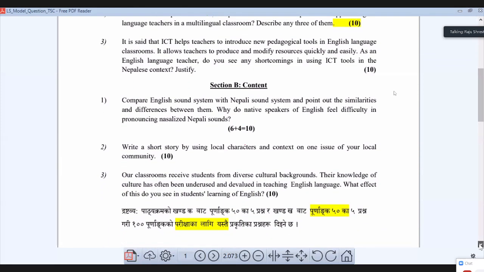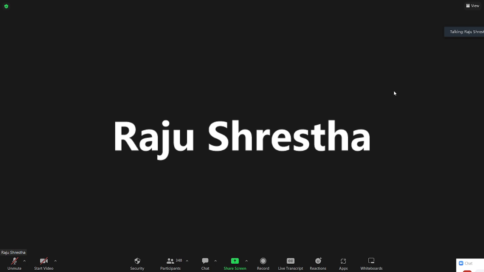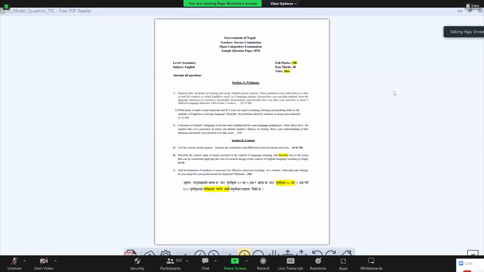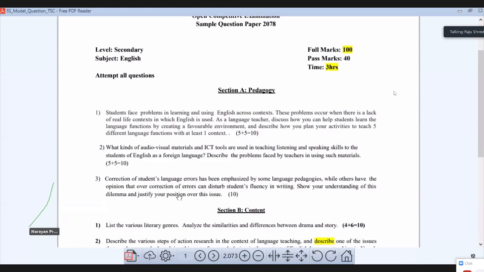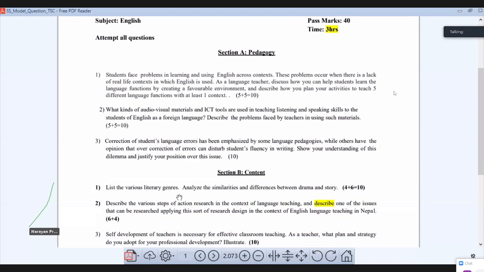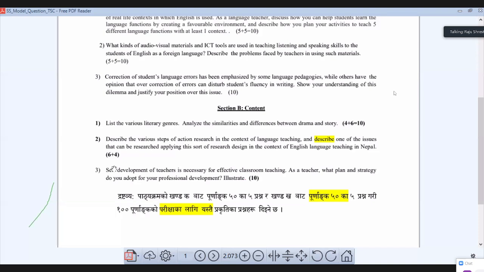So this is it, and support can also be taken from the secondary level questions that match our content, like question number 2. Question numbers 2 and 3 can be useful. On content knowledge, describe the various steps of action research in the context of language teaching. You have to talk about the steps of action research in this.